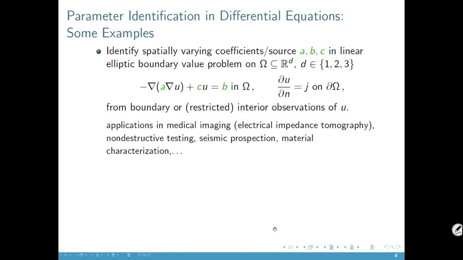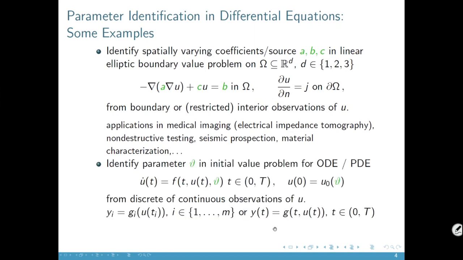So same thing can be done for non-destructive testing. There's also, of course, seismic prospection, material characterizations, all kinds of things, not only engineering, which is sort of dominant here, but also biology, economy, and so on and so forth. So in this talk, I will look at time-dependent problems. So I could simply add a time derivative, first or second time derivative, or fractional time derivative, of course, to make this time-dependent. I'm going to formulate this in a more general way.